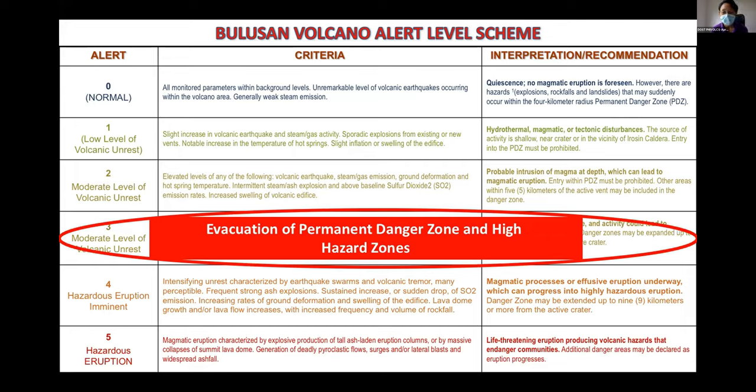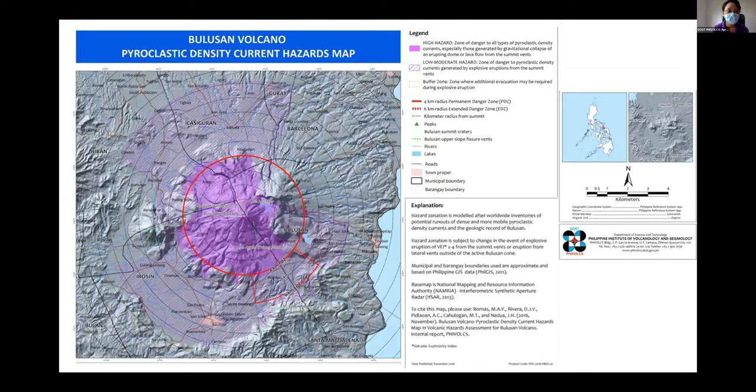So for alert level 3 po, sa lahat po ng ating mga vulkan ay nire-recommend po natin ang evacuation ng permanent danger zone and high hazard zones. So ano nga ba itong mga high hazard zones? Ito po yung mga nasa loob po ng high hazard ng pyroclastic density current. For example po, ito pong Bulusan Volcano, hazard map po ng uson, makikita po natin yung solid po na purple. Yan po yung tinatawag natin na high hazard zone. And at alert level 3, nire-recommend po natin na evacuation na din po sa mga areas na to.